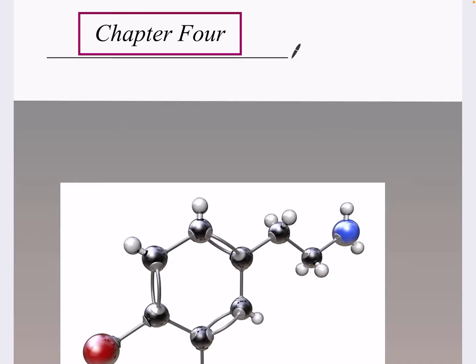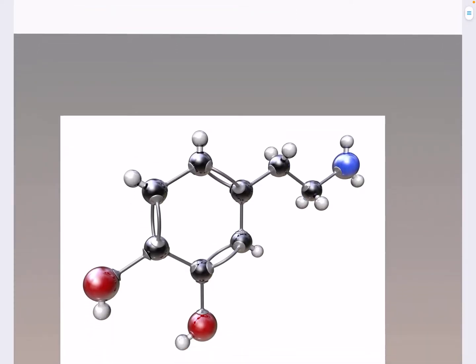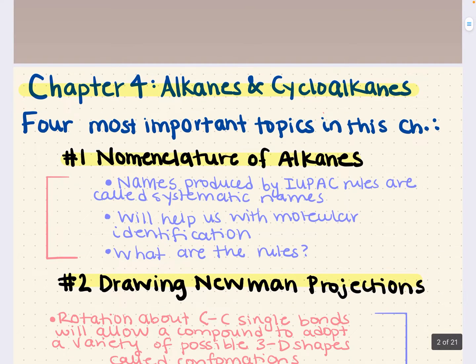Today we're going to start chapter 4 of the David Klein Organic Chemistry textbook. Now, the four main topics that this chapter covers are, number 1, nomenclature of alkanes. Here we're going to learn how to name molecules. The skill of naming molecules is going to help you a lot when determining if two molecules that you're comparing with the same molecular formula are constitutional isomers or identical, in addition to just helping you learn how to name molecules using the IUPAC nomenclature rules.